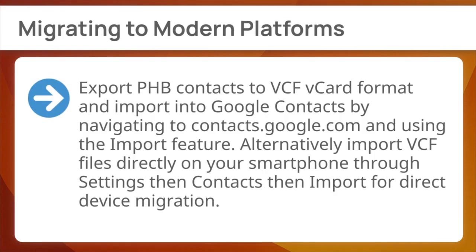Export PHB contacts to VCF vCard format and import into Google Contacts by navigating to contacts.google.com and using the import feature. Alternatively, import VCF files directly on your smartphone through Settings, then Contacts, then Import for direct device migration.